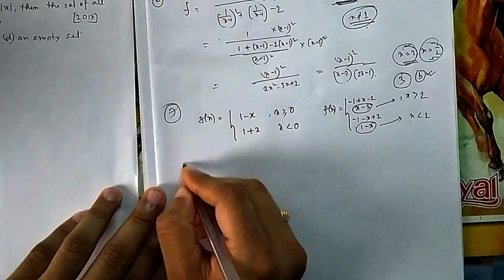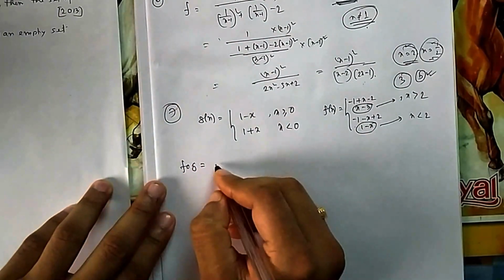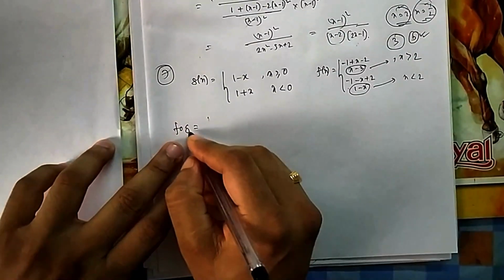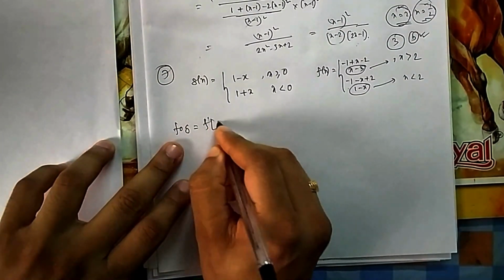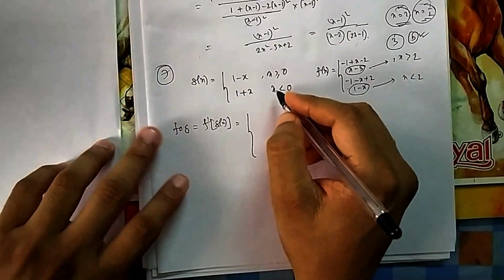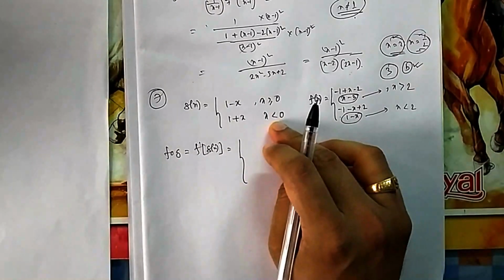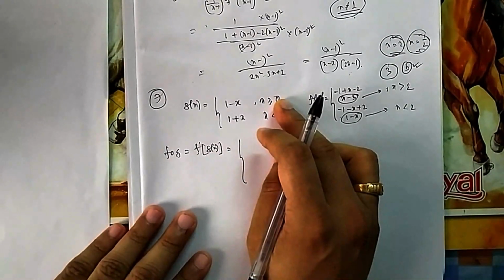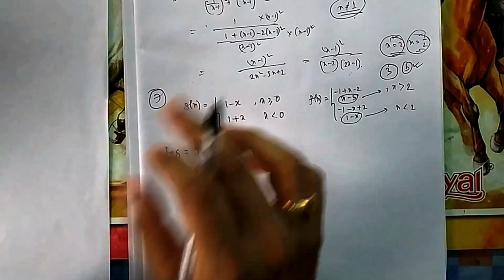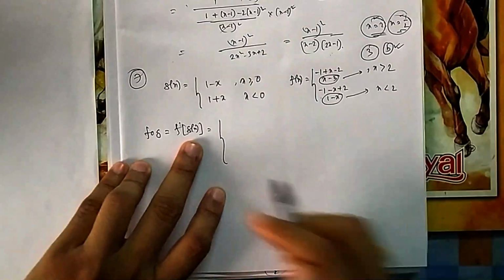Okay, so if they are asking to find fog, first f will eat what g will leave. First g will eat. What is the meaning of fog? f of g of x. First who will eat? g. So you take the preference of g. g eats in two different ways. If x is less than 0, it will eat like this. If it is greater than 0, it will eat like this. So g has a preference. Depending on what food you are giving, that is how it will eat. So first you have to take care of g.